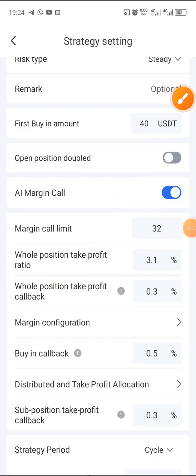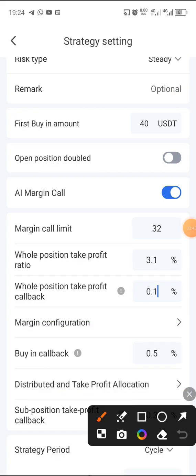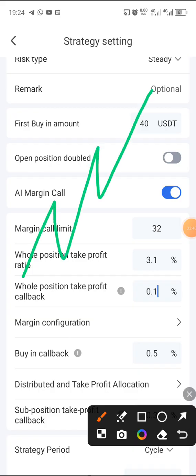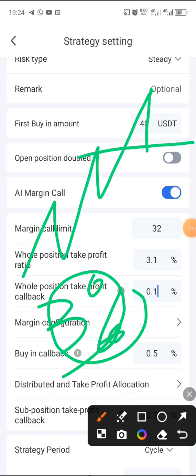So this is the take profit callback here. We are going to use 0.1. It will be giving us our 3%, the one we are focusing on. The market will rise 3.1%, and when it retraces 0.1%, the robot will sell, giving us our 3%. So that is the whole position take profit callback.